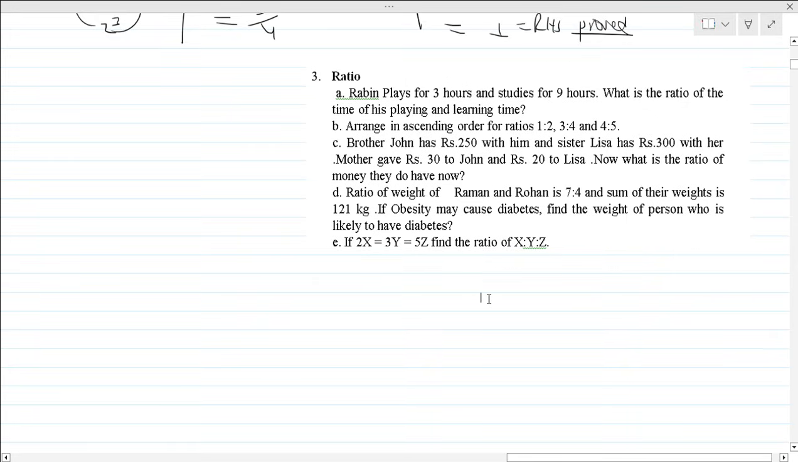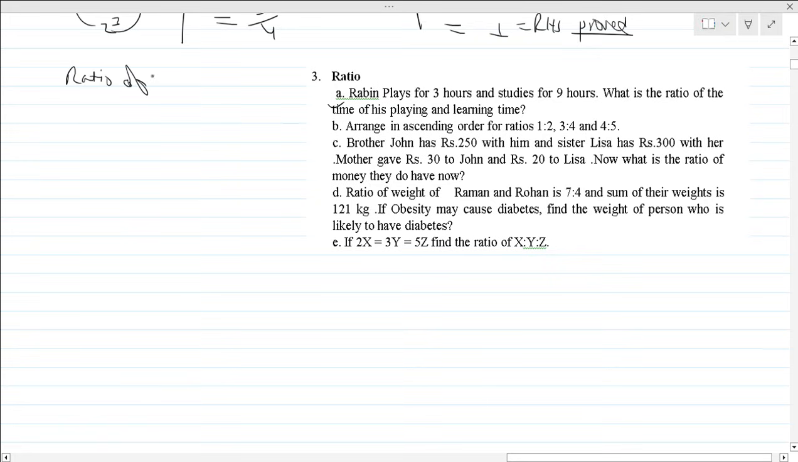Okay, so first question, what do we have to see? Robin plays for 3 hours and he studies for 9 hours. So what is the ratio of his playing time and learning time? So the ratio of these two things, the time he plays and the time he studies, we have to find.